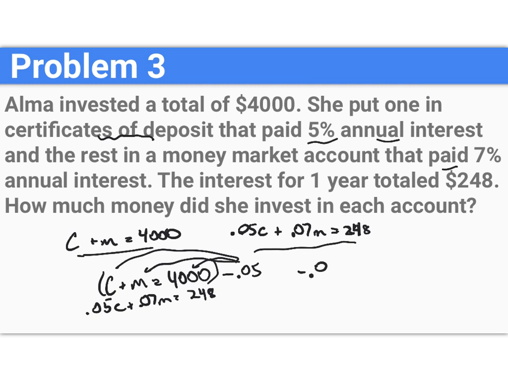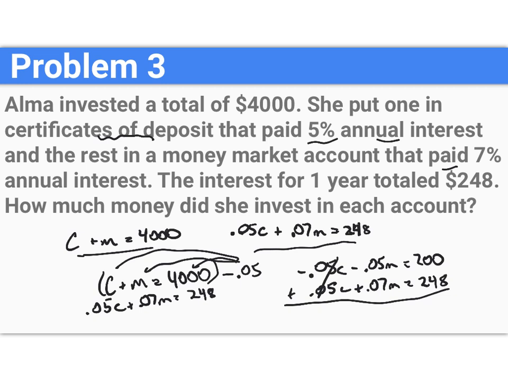So you get negative 0.05C minus 0.05M equals 4 times 0.05. Is that 80? Is that 800? All right, doing the math on that, it comes out to 200. And then you have 0.05C plus 0.07M equals 248. And once you add these equations together, same signs add, different signs subtract, you get 0.02M equals $48. Divide by 0.02, and the money market was 2,400. Okay, this is what we solved for.